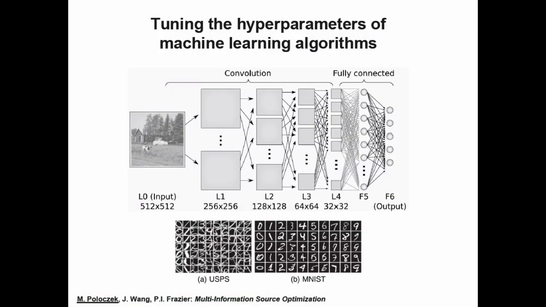Similarly, they want to optimize the hyperparameters of a machine learning algorithm. I can either train on the whole data set, or I could use a small subset, or maybe a small related data set to speed up the optimization process.